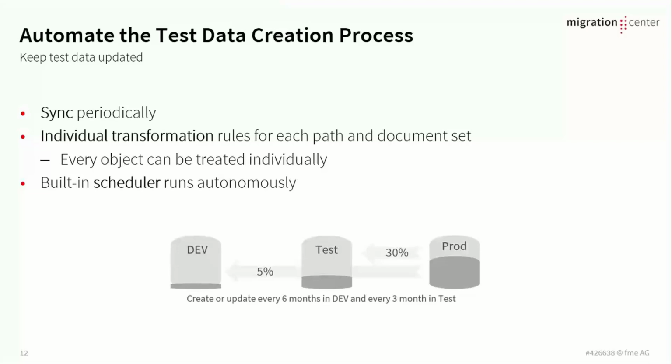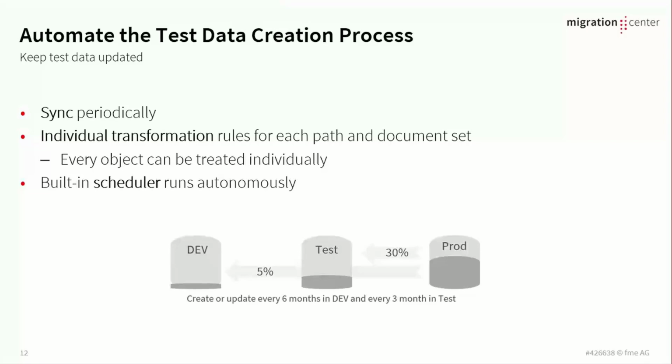And so with some schedulers and some migration sets here, you can really configure the Migration Center to populate 30% of the data out of the production system in the test environment. And you do that, for example, every 6 months. So the Migration Center automatically in the background populates the latest data from prod to test. And if you like, it will update the test data accordingly. So you always have 30% of the productive system in your test system.